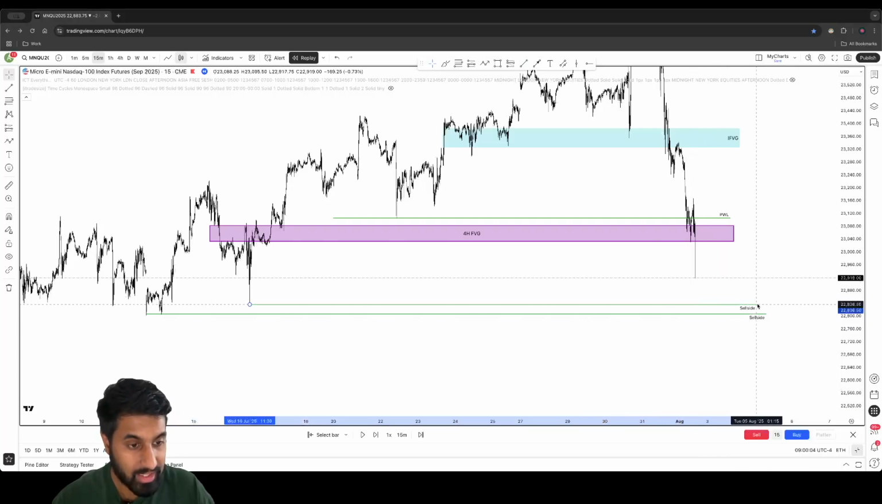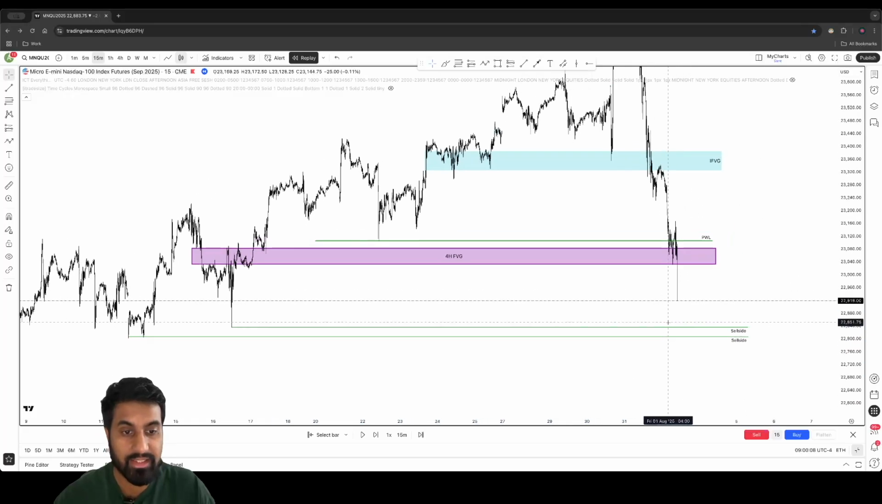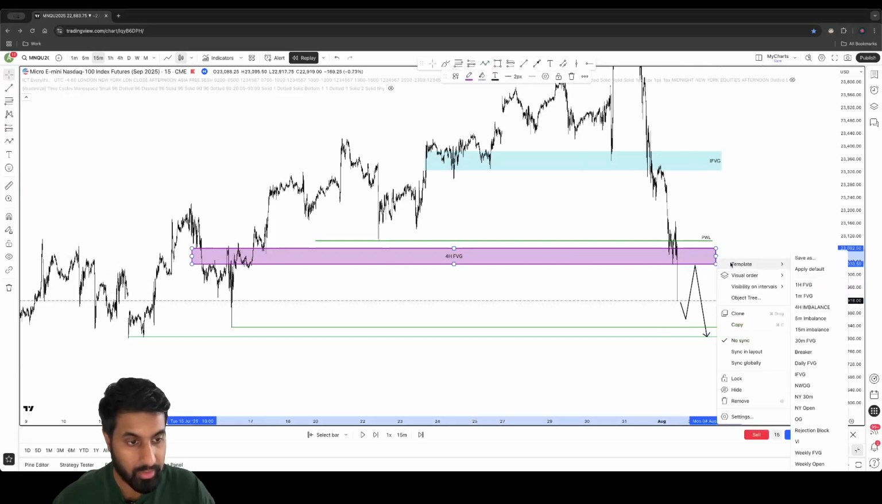So this is exactly what I was trying to say. I was trying to say that if price leaves these 2 levels here, this is going to be classed as engineering liquidity. If price pulls back up towards this 4-hour fair value gap, then we could potentially see a price push back towards this level.